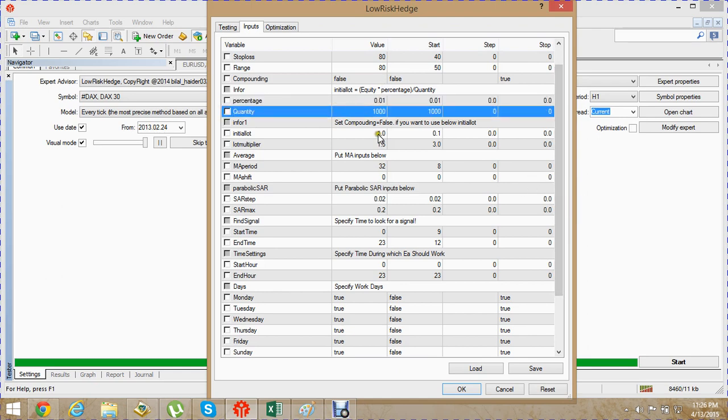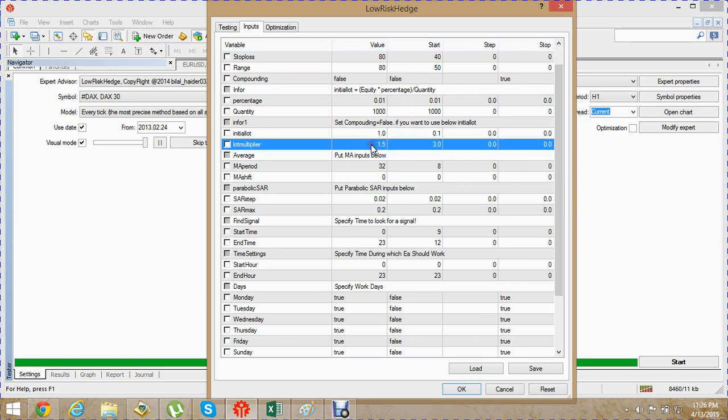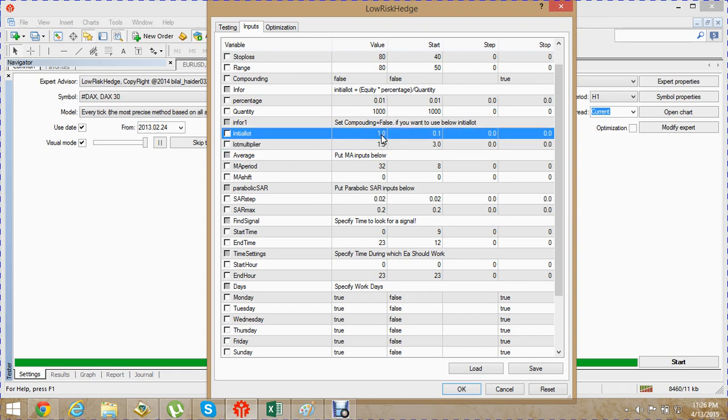My initial lot is 1, then all of my next trades' lot size will be multiplied by this lot multiplier. So my first lot is 1, my second trade lot will be 1.5, my third trade will have 2.25, and so on and so forth.